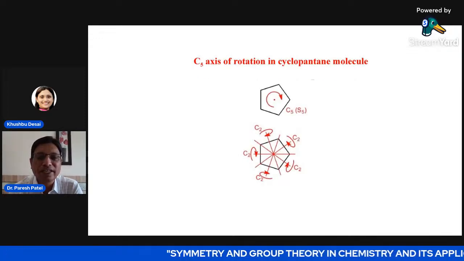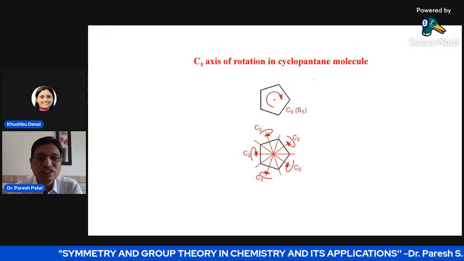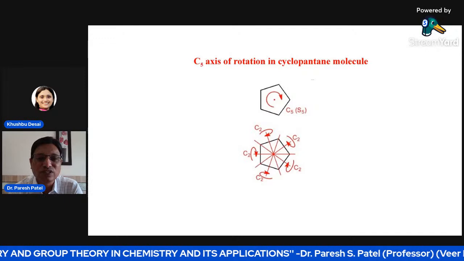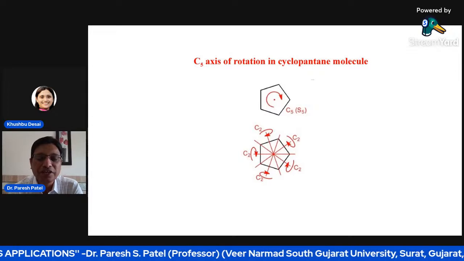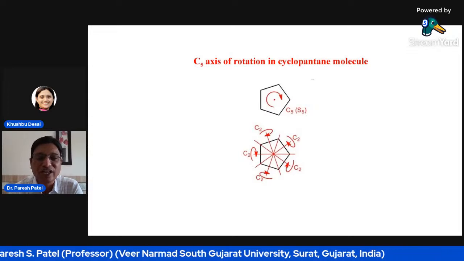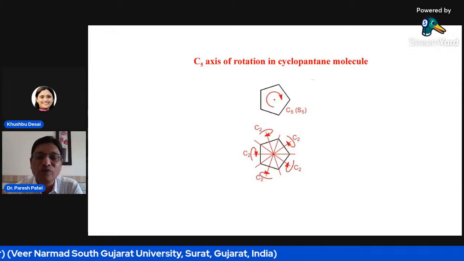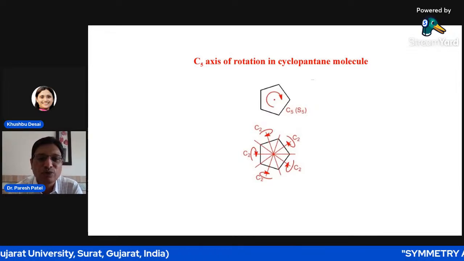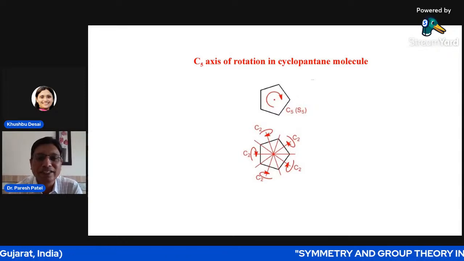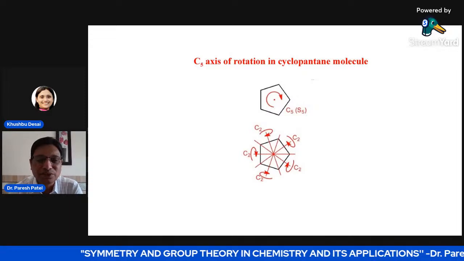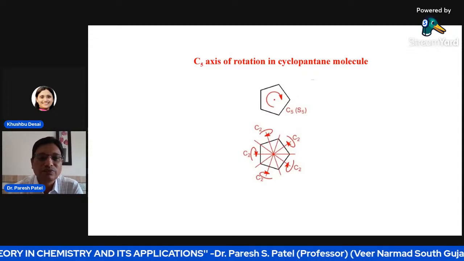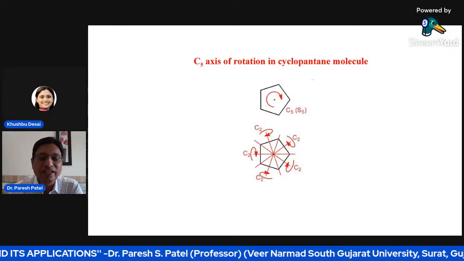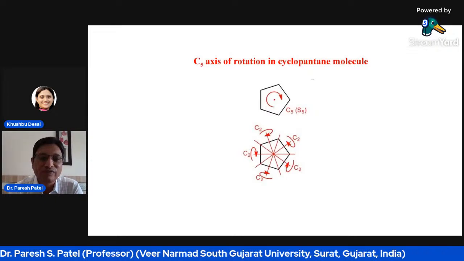In the case of the cyclopentadiene system, if we rotate this molecule along the imaginary axis by around 72 degrees, we get the equivalent orientation position. So here n is equal to 360 divided by 72, which is equal to 5. It means the order of axis for cyclopentadiene is equal to 5, and the symmetry operations can be represented as C5^1, C5^2, C5^3, C5^4, and C5^5.